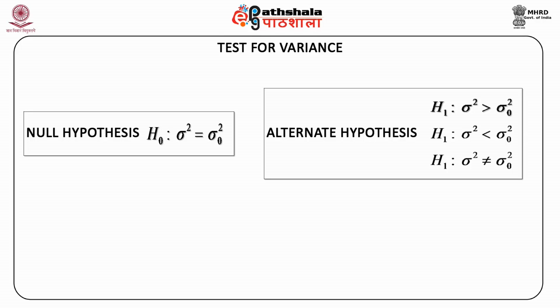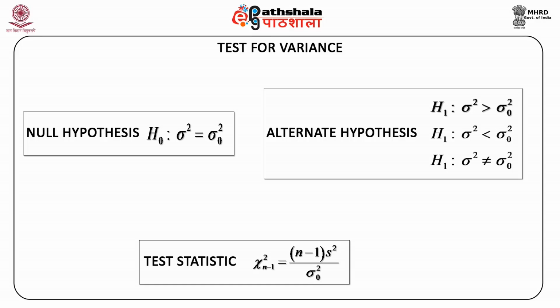For the alpha level test, we have to select the critical values of the chi-squared nu statistic for the appropriate degrees of freedom nu equal to n minus 1, where the sample is of size n. The test statistic is chi squared n minus 1 equal to n minus 1 times s squared upon sigma squared naught, with degrees of freedom equal to n minus 1.